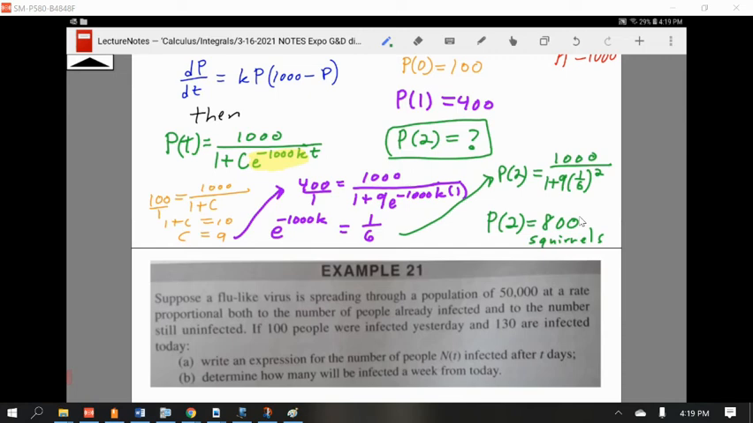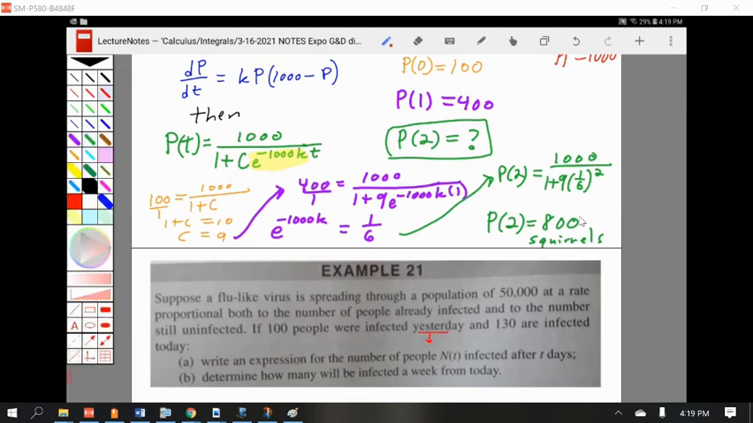Anyway, suppose a flu-like virus is spreading through a population of 500,000 at a rate proportional to both the number of people infected and the number of people uninfected. So this is exponential. This is logarithmic growth. You have the number of people infected and the number of people uninfected. If 100 people are infected yesterday, 300 people are infected today. So again, yesterday is now my time 0.